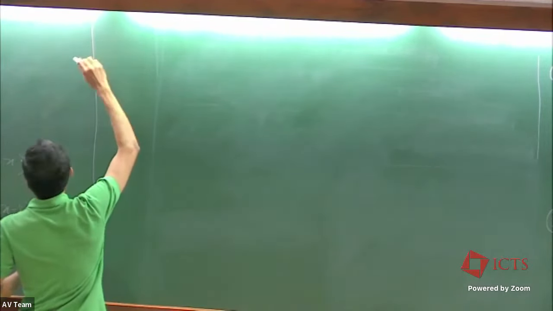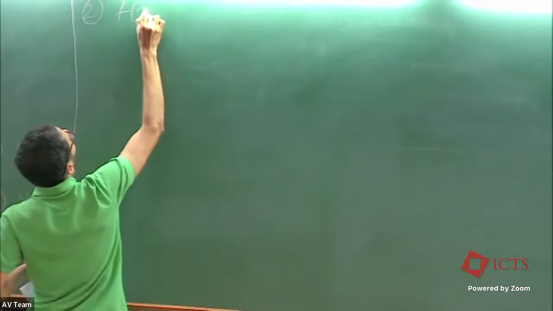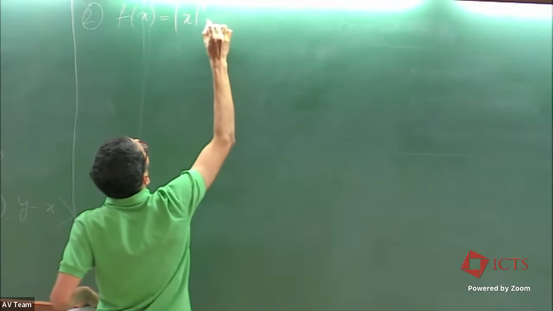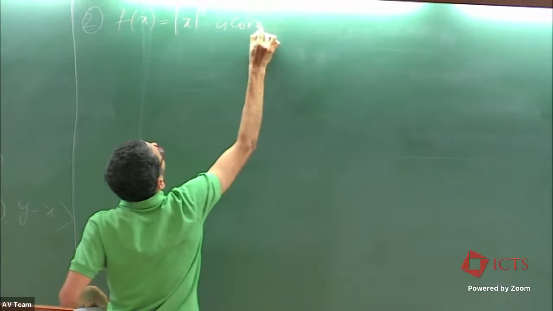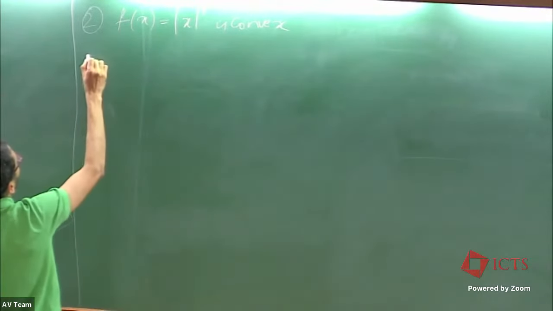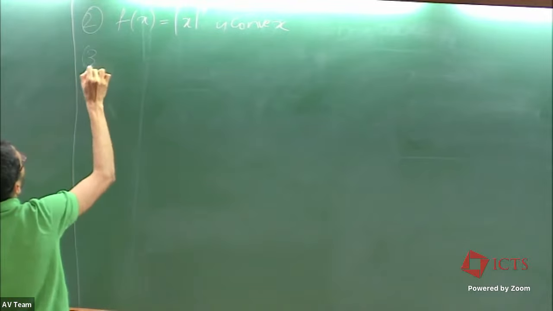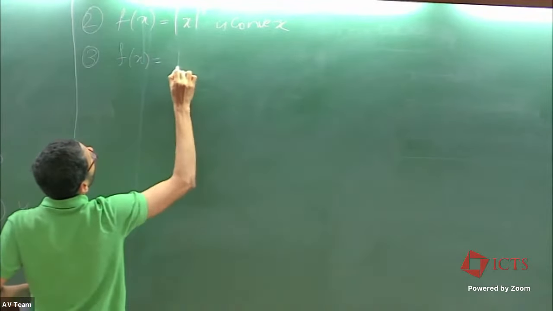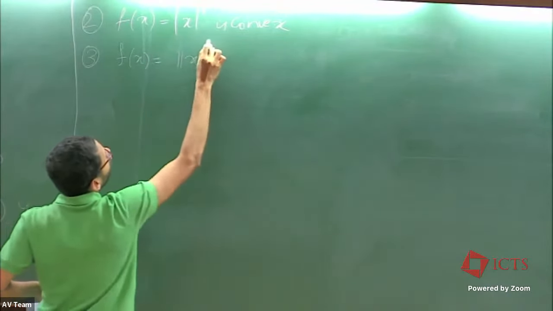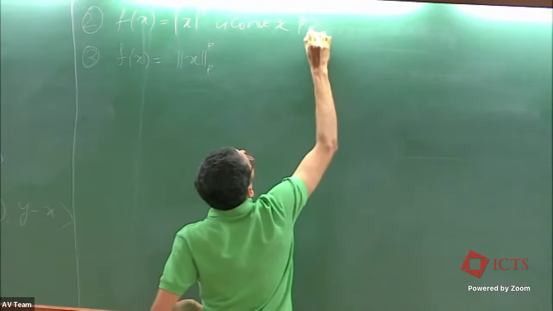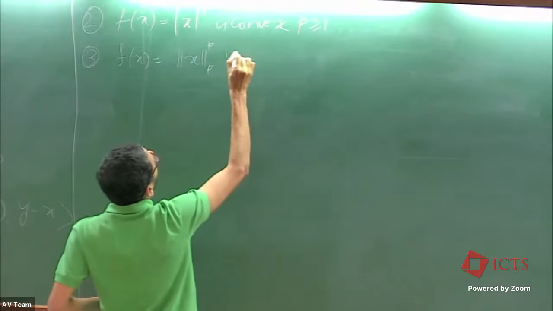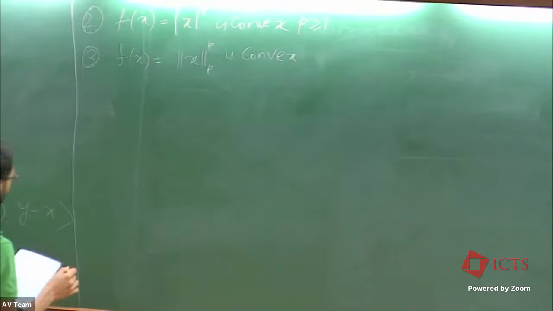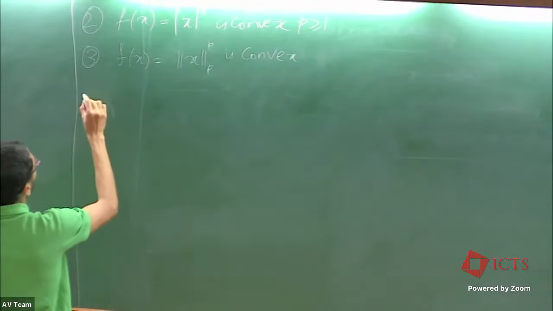So another thing is, let's say in one dimension, f of x equal to mod x to the p is convex. And this also means that f of x equal to the Lp norm, for p greater than or equal to 1, is also convex. So the two things that will be useful for us are composition theorems.